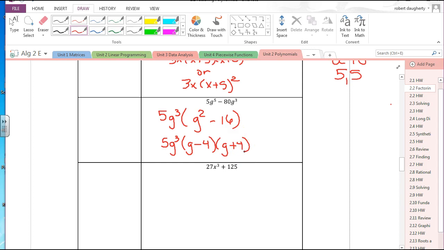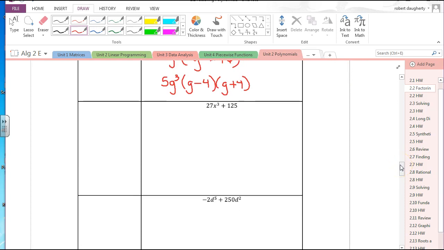So I had to use two methods: greatest common factor and difference of squares. Okay, you just have to be comfortable with all these methods when they apply. In the pecking order, if you can factor out the greatest common factor, that will always simplify into something that's easier to factor. Okay, let's look at the next one.